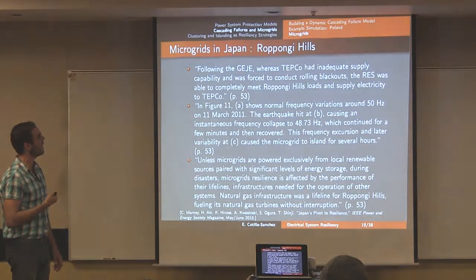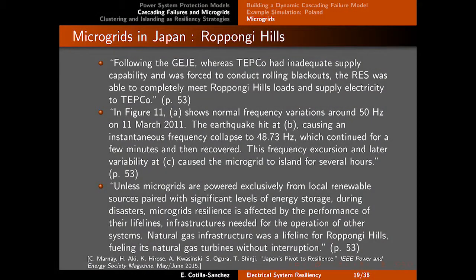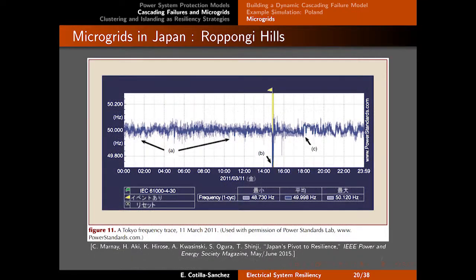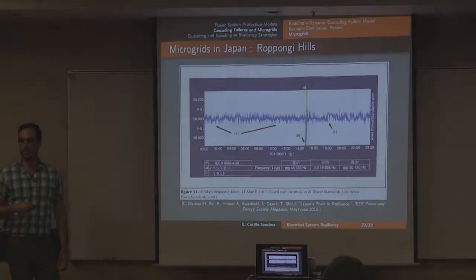So I think they were able to get really good data from some of the events, like the earthquakes. And what they learned, this is just describing this graph here, is that this is their nominal operation. And then when the earthquake happened, they had a frequency excursion, but they had a good backup of gas. So they kept operating the microgrid for a longer time.